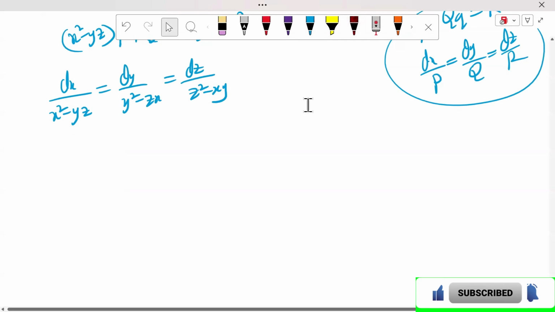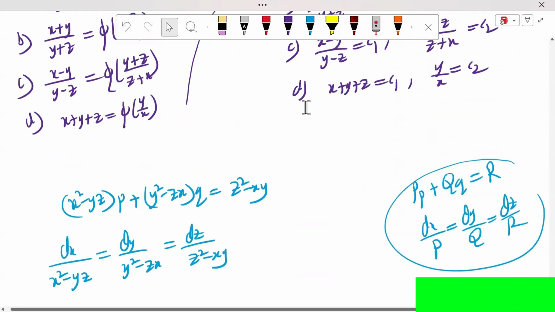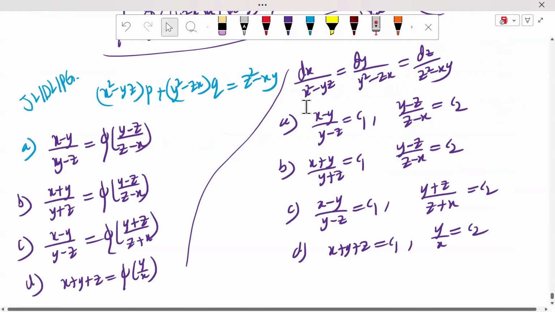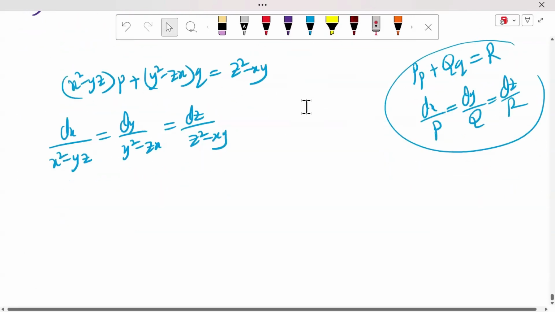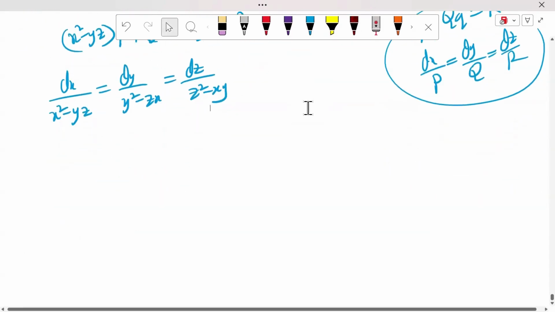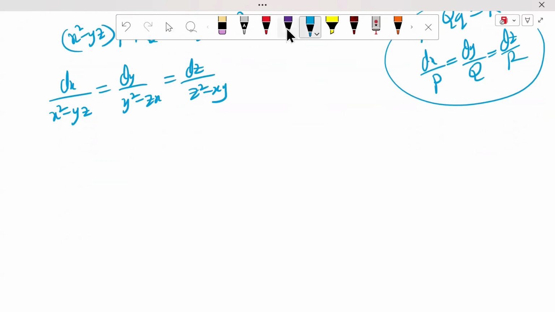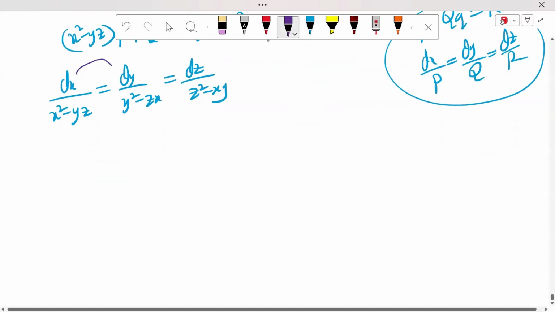Sir, what is the option? This type of question can be written as dx/(y minus z)... the options are given like this. Here I am making an observation, sir: we can utilize the first two options by subtraction.